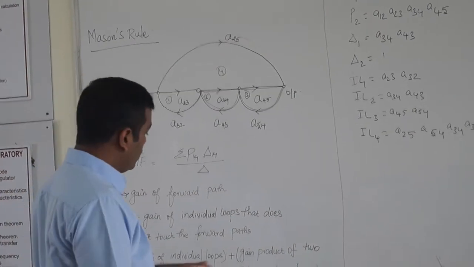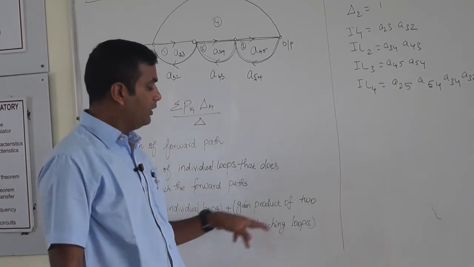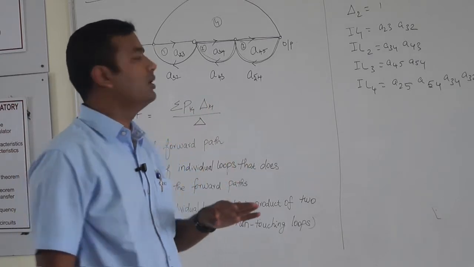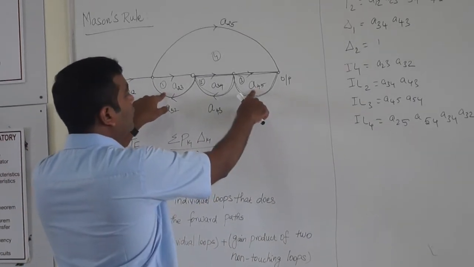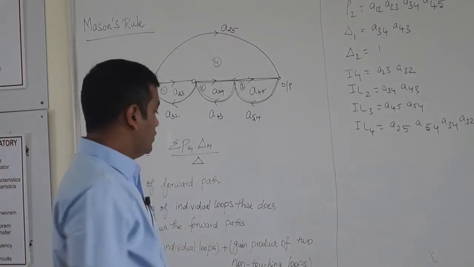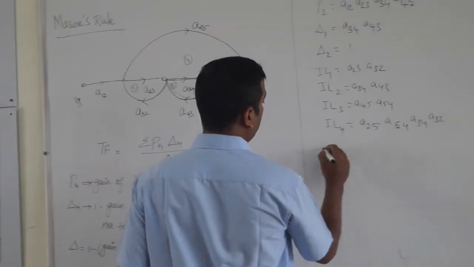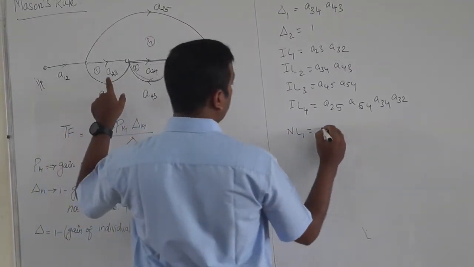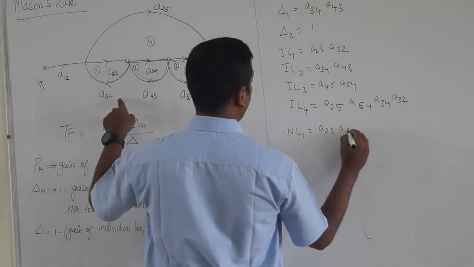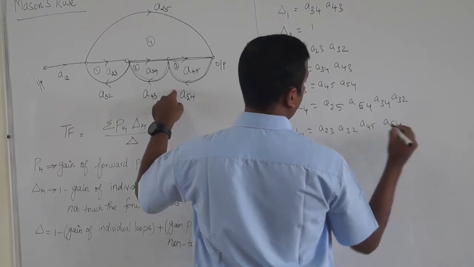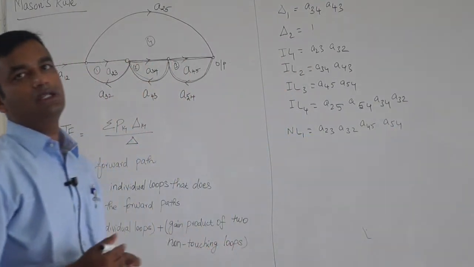It doesn't stop here. What do you have? Plus gain product of 2 non-touching loops. Are there any 2 loops that are not touching each other? Look at these 2 fellows. Look at loop 1 and 3. They are non-touching loops. So what is that non-touching loop gain product? A23, A32, A45, A54. This is the gain product of the non-touching loops.